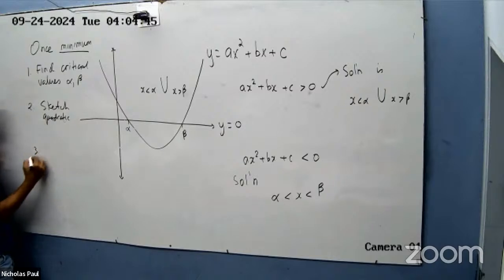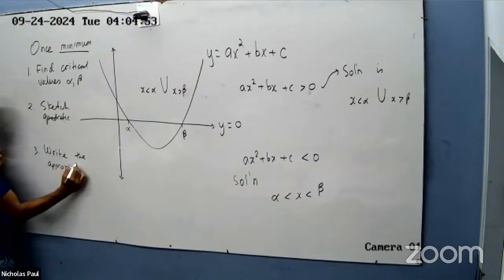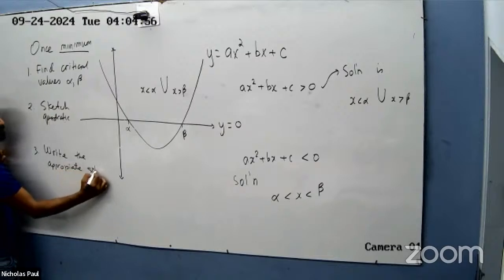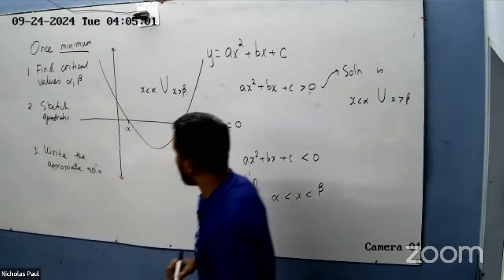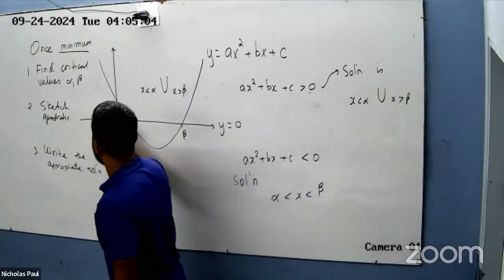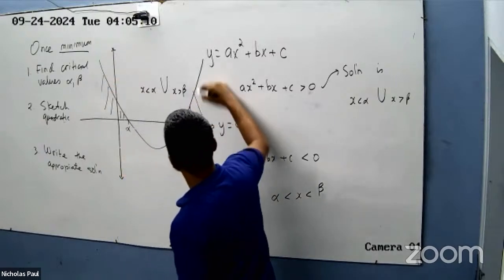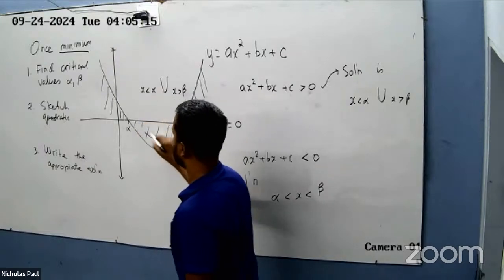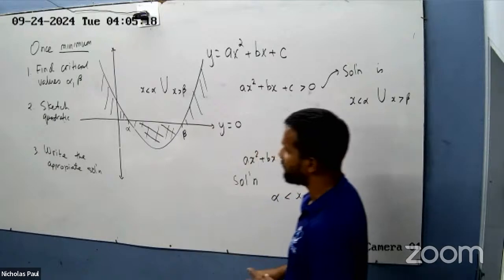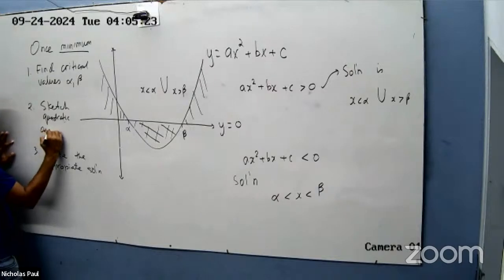Right, do a quick sketch. And number three, write the appropriate solution. One more thing that I have to highlight is that when you're doing your sketch, you have to shade the appropriate region. So if it's more than, you're shading up here. If it's less than, you're shading down here. I'm going to show you how to handle it. So you sketch your quadratic and you shade.